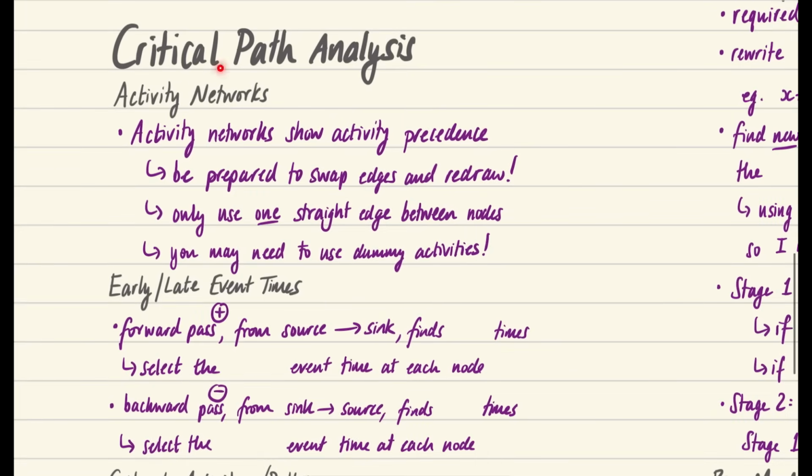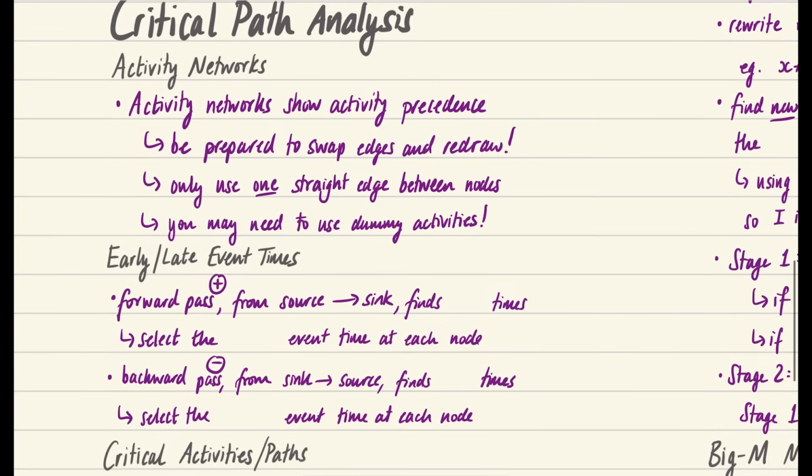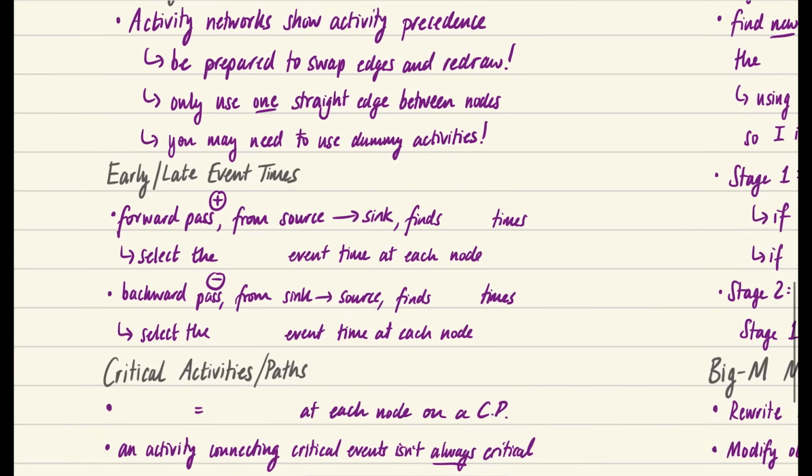So critical path analysis starts off with activity networks. An activity network shows you the activity precedence. You have to be prepared to swap edges and to redraw these when you're trying to draw your own activity network. You must only use one straight edge between nodes, which means that you may need to use dummy activities to show some precedence. I really would recommend just practicing some of these. This won't be enough in terms of just revision for it.